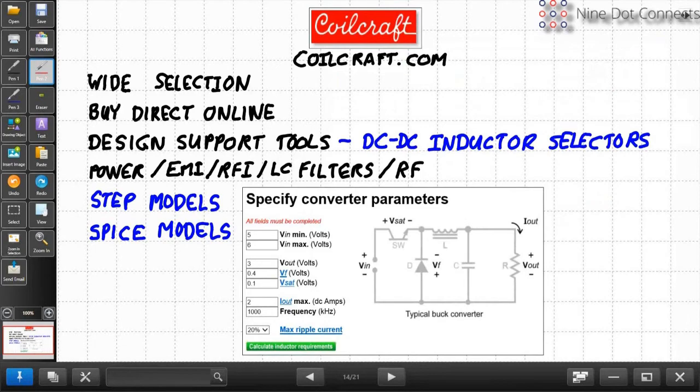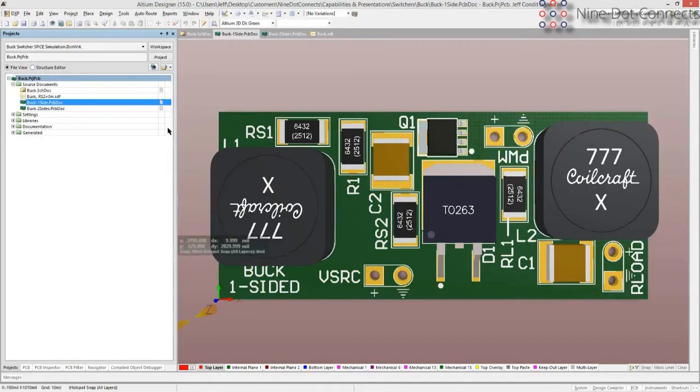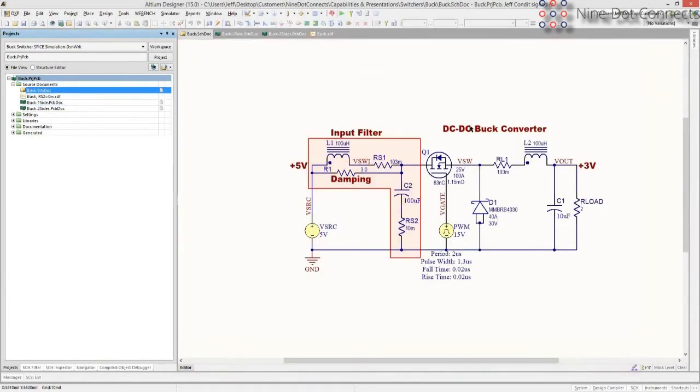Let's switch over here. Altium Designer. Okay, here's a buck structure. Let's take a look at the schematic. Schematic is everything we talked about. We have a 5-volt source going into some input filtering and there's a damping resistor and an input filter.